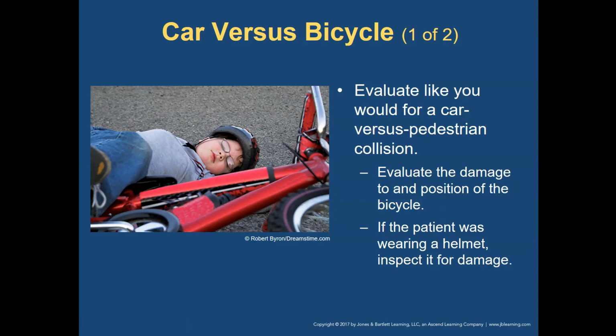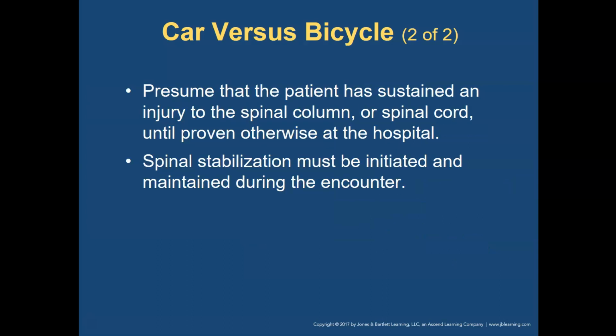So you want to evaluate their MOI, mechanism of injury, in much the same manner as car versus pedestrian crashes. You might hear it called an auto ped, automotive versus pedestrian. So if you hear me refer to it as that, that's what we're talking about. Just like in that situation, you want to evaluate the damage and the position of the bicycle. Maybe the bicycle took a lot of the energy, we don't know. We also want to know whether the patient was wearing a helmet, and then inspect it for damage as well.